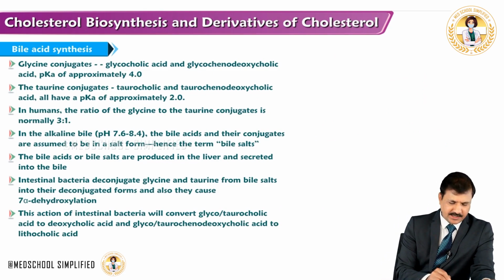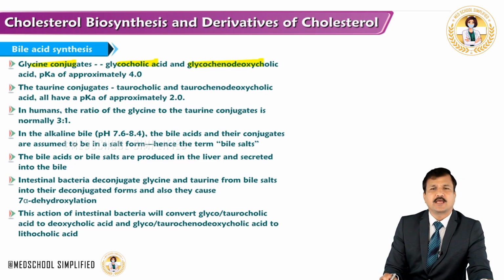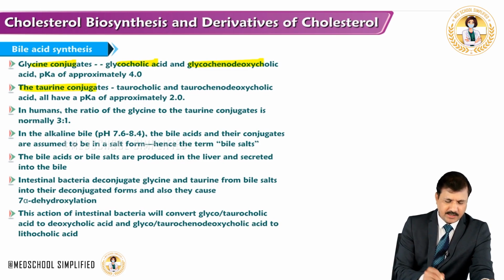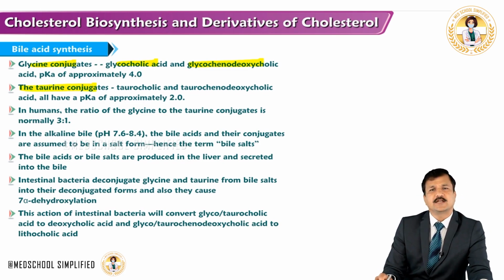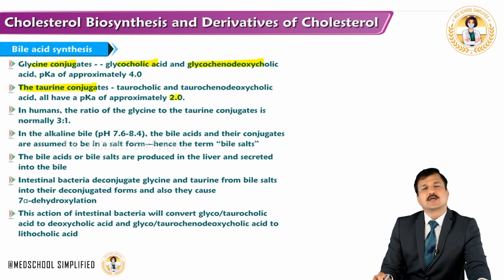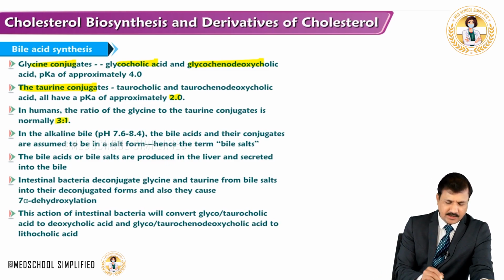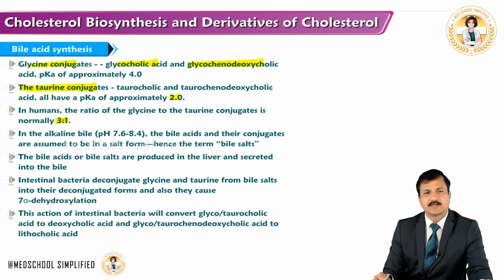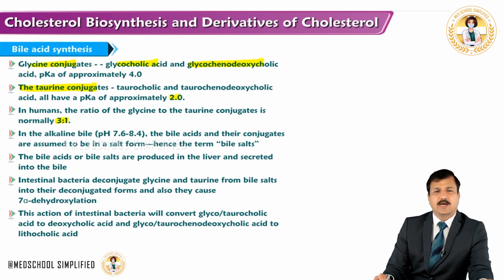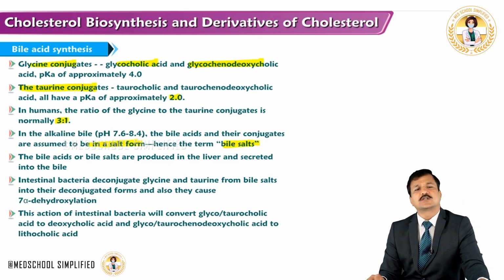We have glycine conjugates, which are glycocholic acid and glycochenodeoxycholic acid, which have a pKa of approximately 4. And then we have taurine conjugates, which are taurocholic acid and taurochenodeoxycholic acid. They have a pKa of 2. And humans will have higher levels of glycine conjugate compared to taurine conjugate. So the glycine to taurine conjugate ratio is 3:1. Remember that point. In the alkaline pH of bile, that is 7.6 to 8.4, the bile acids and their conjugates are assumed to be in salt form. That's why they are called bile salts.